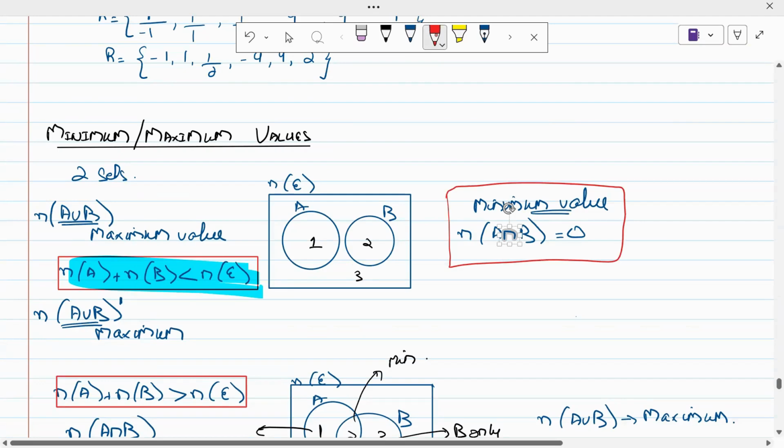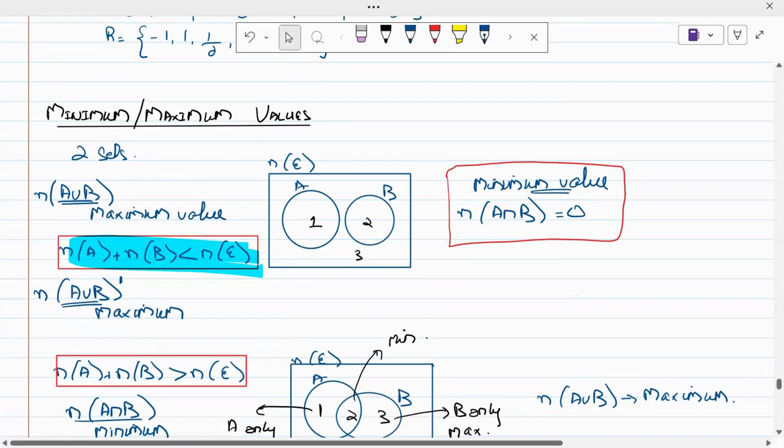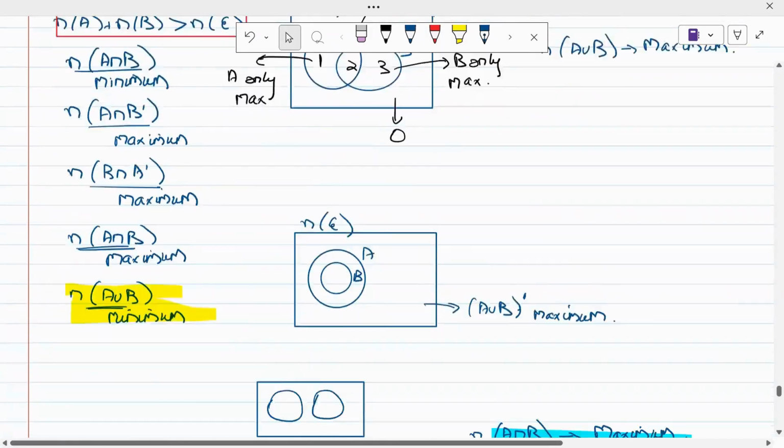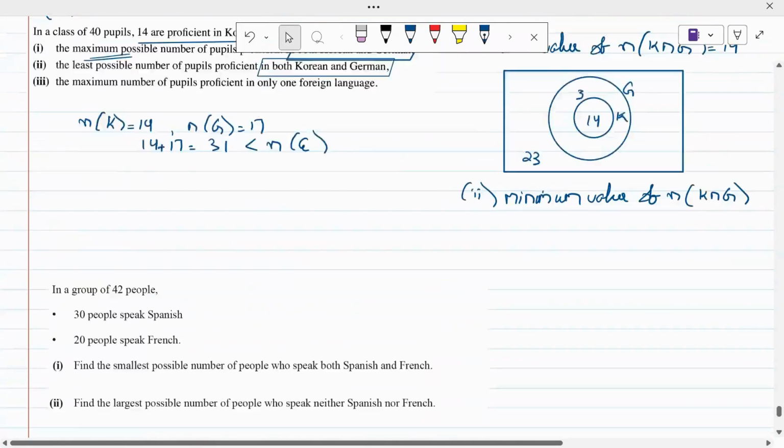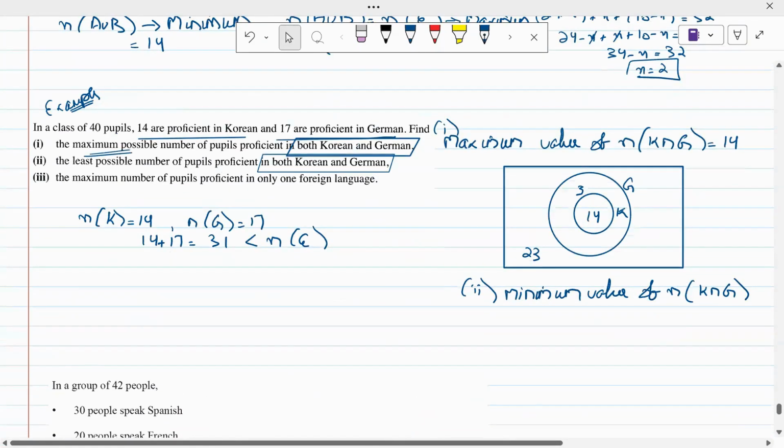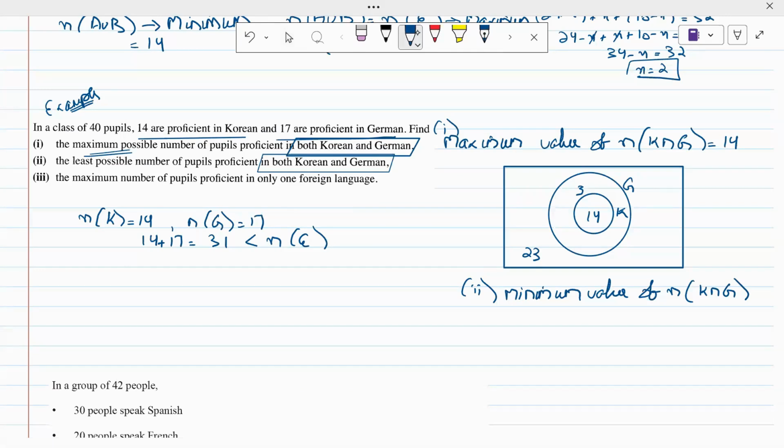Why? Because there can be a disjoint set possible here, because the individual values were less than the universal. And when the individual values are less than the universal, that means the minimum value for the intersection can be 0. So since disjoint sets can also be possible here, the minimum value of intersection can go up to 0. Means no intersection, disjoint sets.